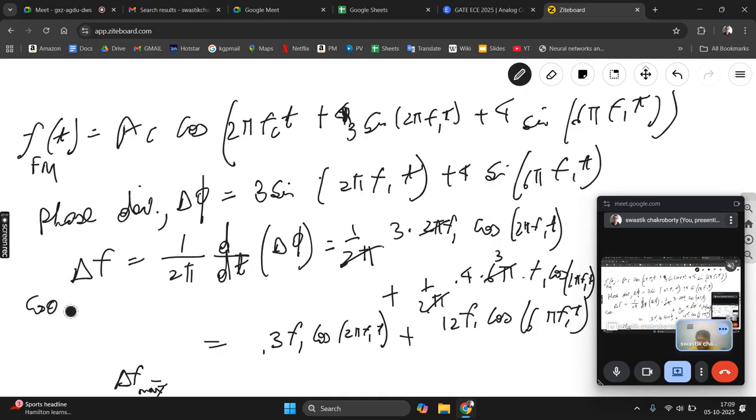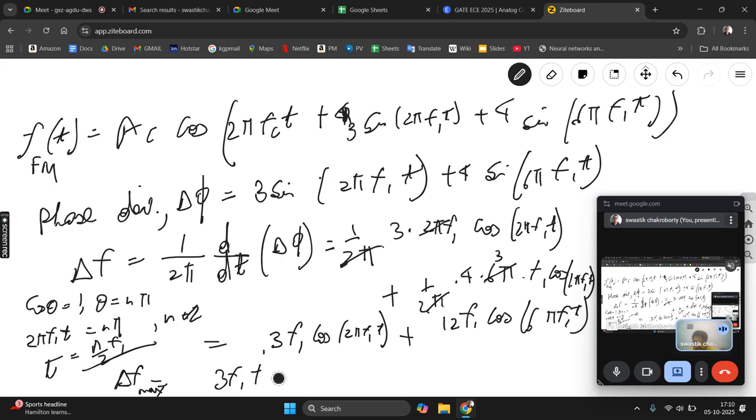Cos theta is 1 when theta is equal to n pi. So when 2 pi f1 t becomes n pi, then 6 pi f1 t will also be a multiple of pi, so both of them will be integers. So at t equal to n by 2 f1, where n is an integer, you will have both of them equal to 1. So delta f max will be 3 f1 plus 12 f1. So it is 15 f1. So the correct answer is 15 f1.